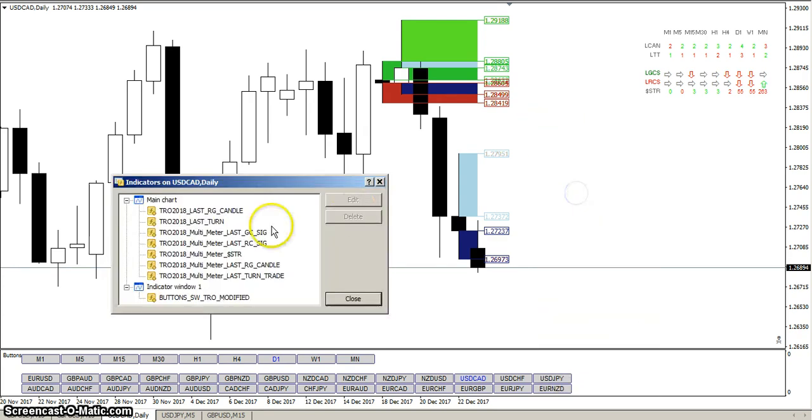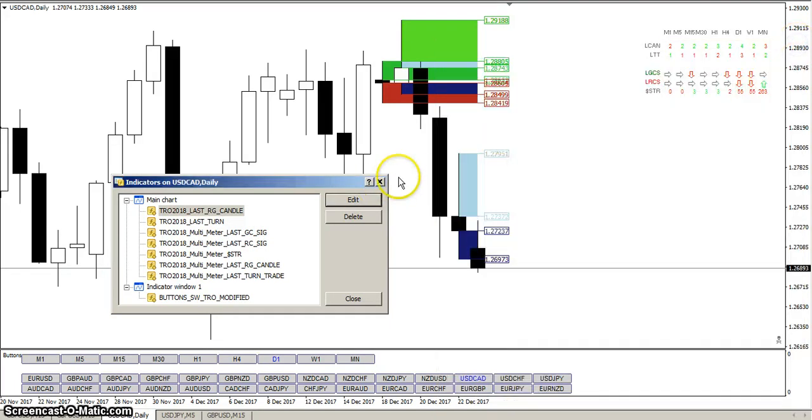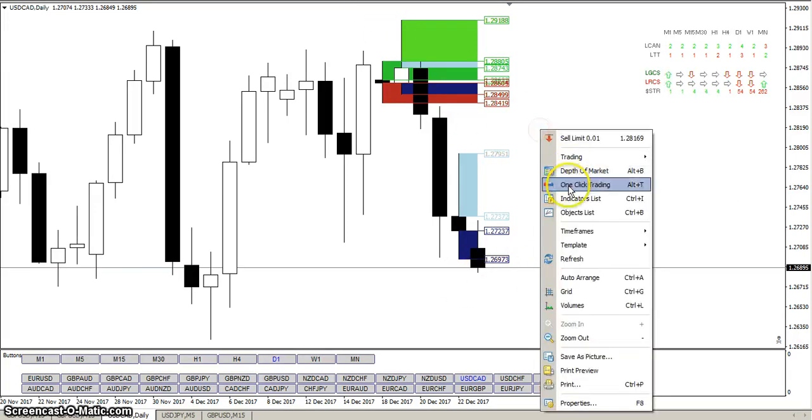And also you can have indicator tags. So for example, if you wanted to do 1 hour and a daily, you could just make one indicator with the indicator tag of 0 and the second one indicator tag of 1. And then that way you can have them both on the chart. And then you can really make things look pretty hairy if you want.